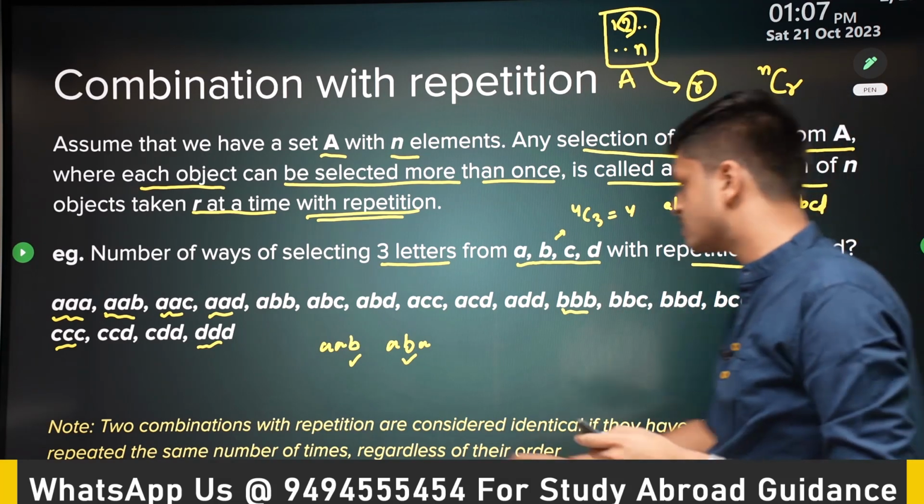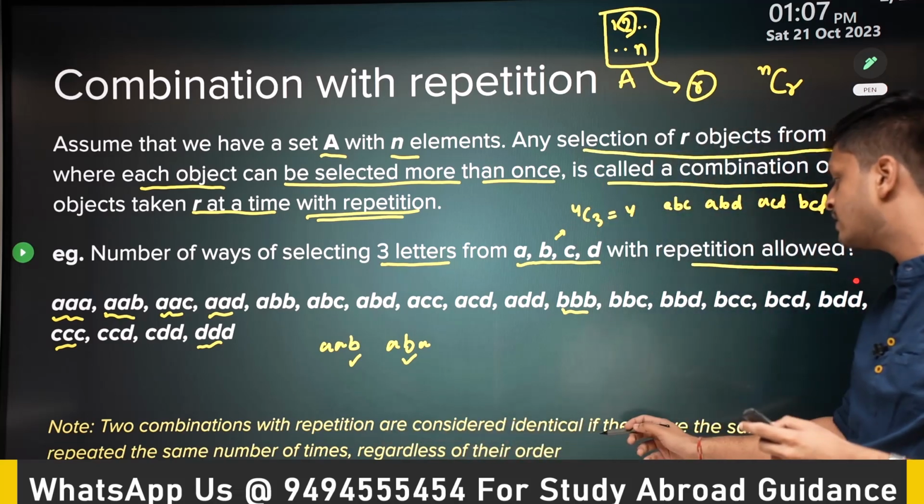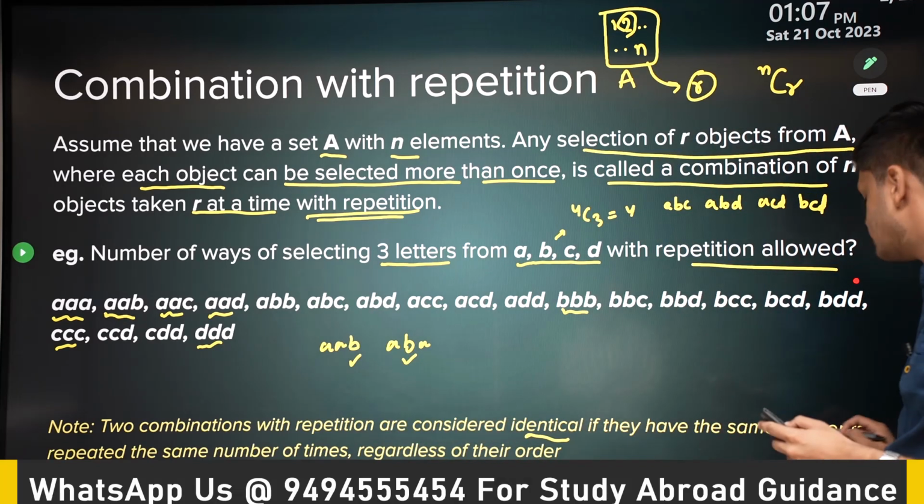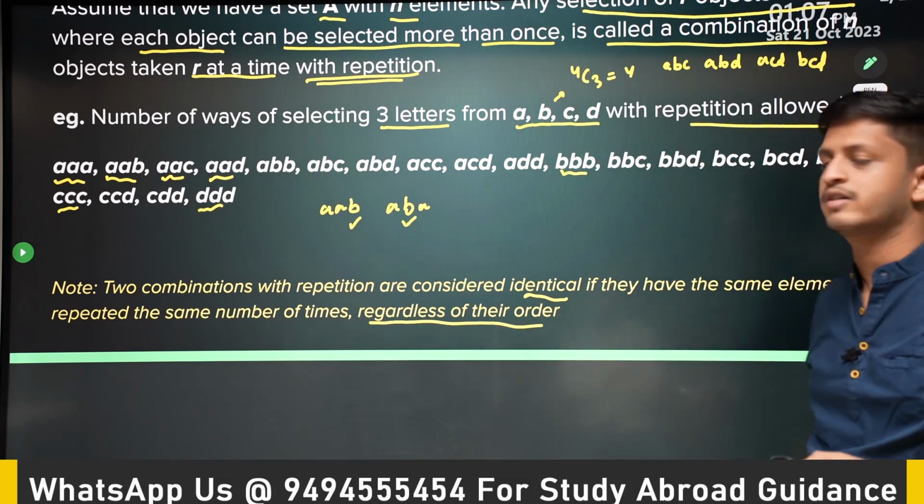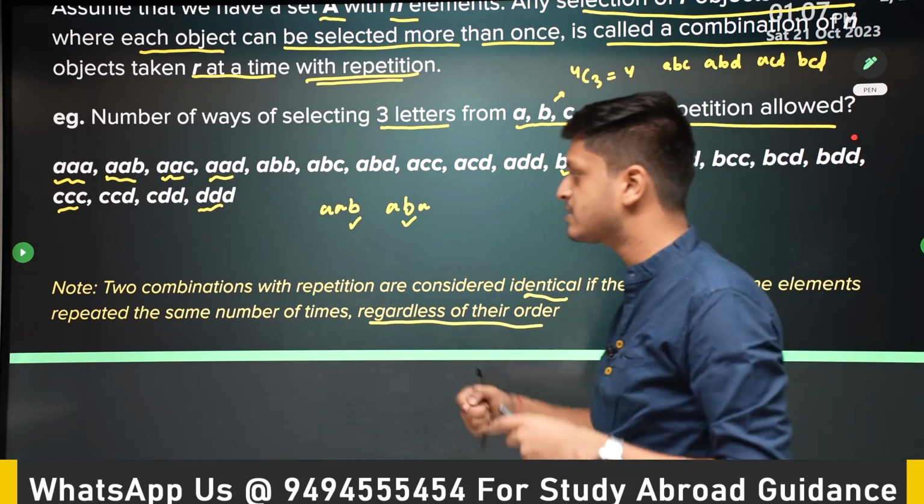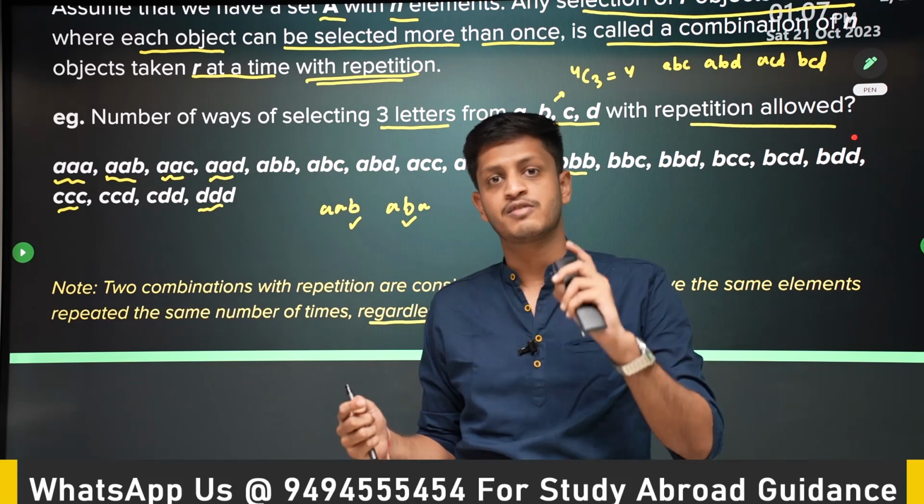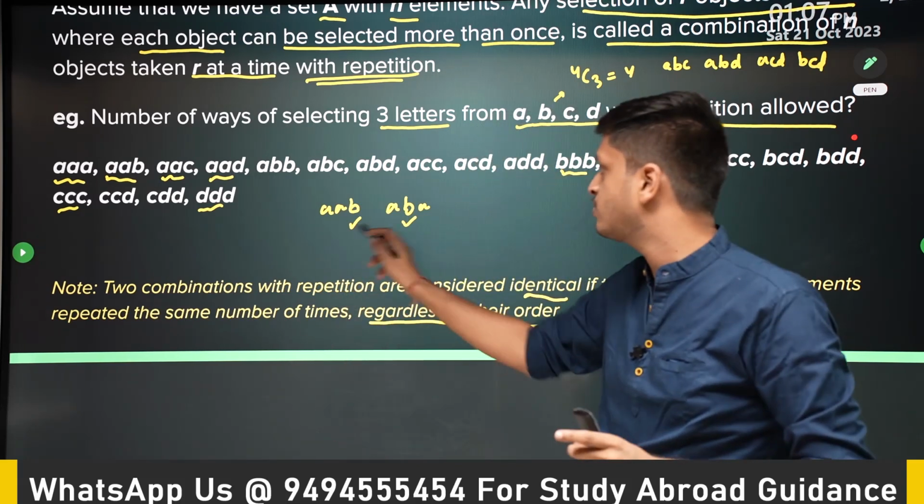So this is written in the note as well. Two combinations with repetition are considered identical if they have the same elements repeated the same number of times, regardless of their order. Okay, so if you have the same elements repeated the same number of times, this selection will be considered identical. So these two will be considered identical.